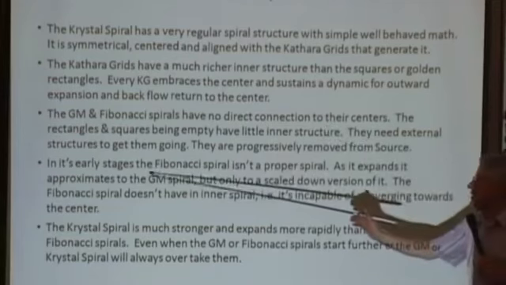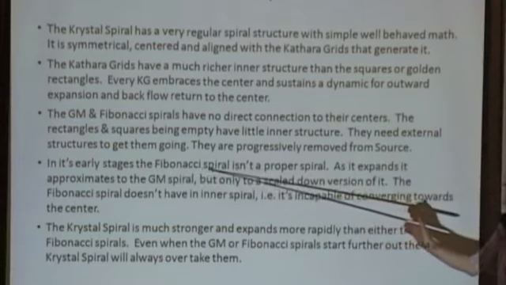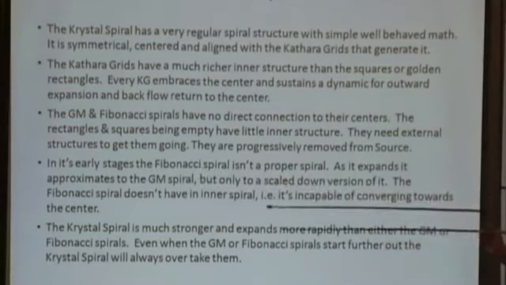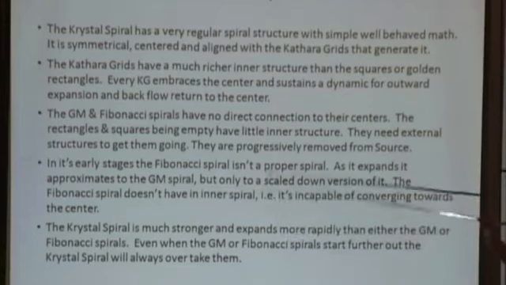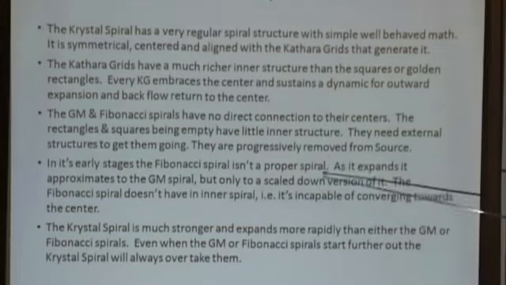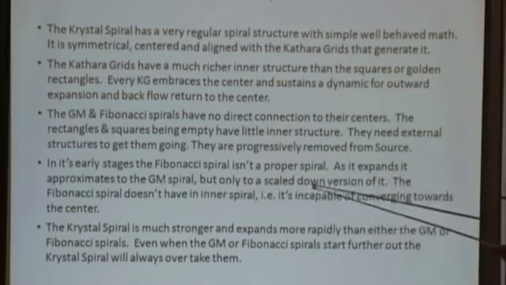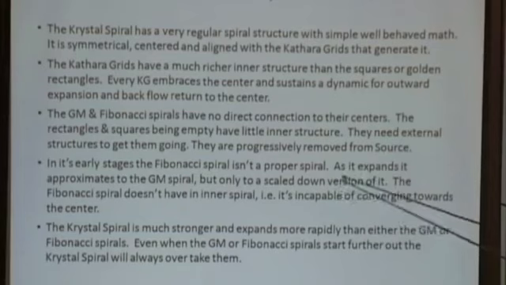Now, in the early stages of the Fibonacci spiral, it isn't a proper spiral. The golden mean spiral is a regular spiral, even though it's a distorted one. The Fibonacci spiral in its early stages isn't even a proper spiral. It becomes one as it expands, but it doesn't start out as one. As it expands, it approximates the golden mean spiral, but only a scaled-down version of it.